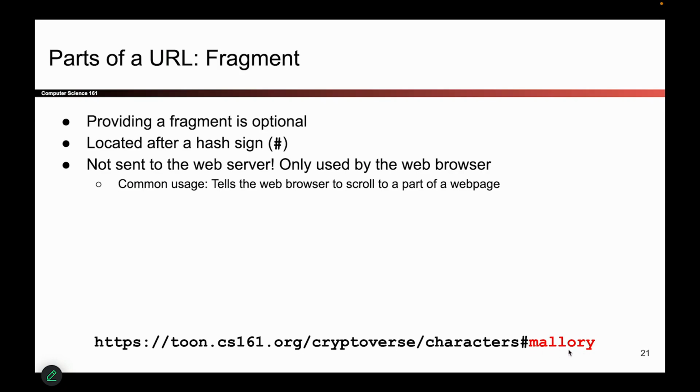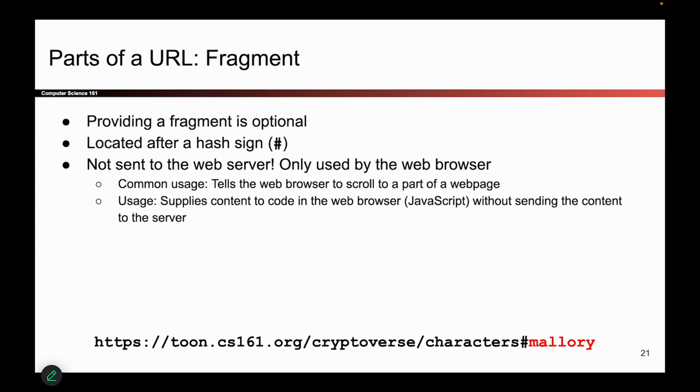The reason why is because you're telling the web browser, on this resource that I have requested, whether it's a page or a PDF or something, I want this specific chunk of it. The web server will send you the entire chunk, but the web browser will scroll to whichever part you're looking for. So sometimes it's used like that. There are other uses for it as well. But just letting you know, if you ever see a fragment, that's what it does.